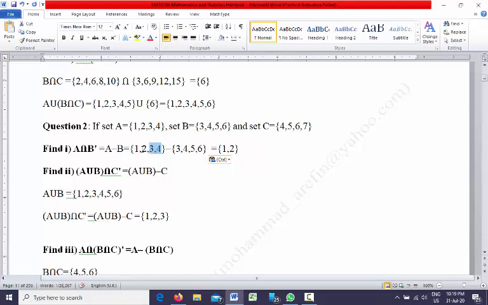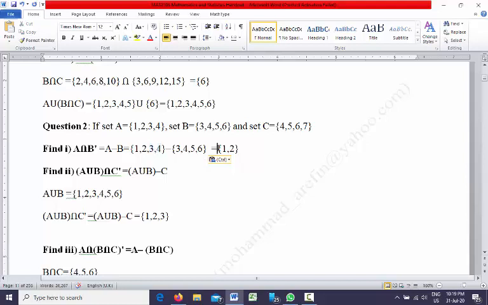This one is set A, and from set A we will remove elements of set B. These two elements are also there in set B. This is set B. So we will remove these two elements to get A minus B, or A intersection B prime.